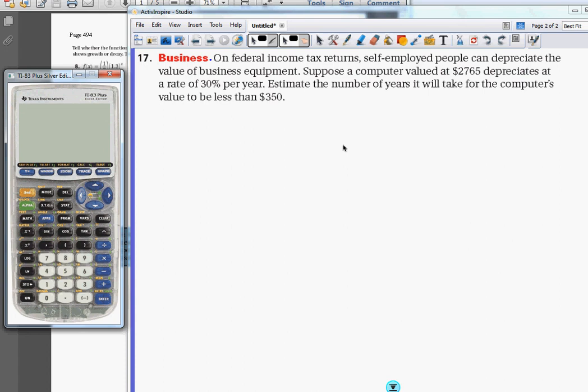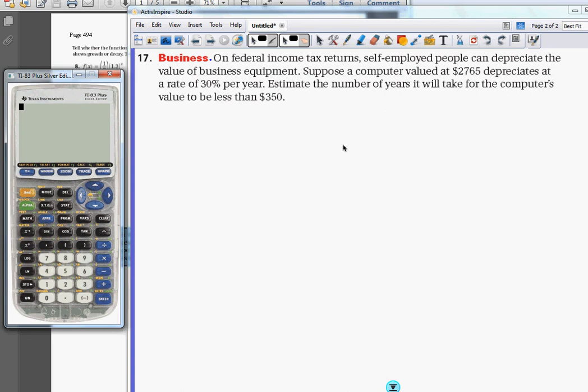All right, in this particular problem on federal income tax returns, self-employed people can depreciate the value of business equipment. Suppose a computer valued at $2,765 depreciates at a rate of 30% per year. Well, that's decay, you know. Okay, estimate the number of years it will take for the computer's value to be $350 or less.